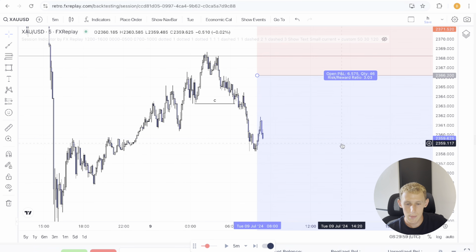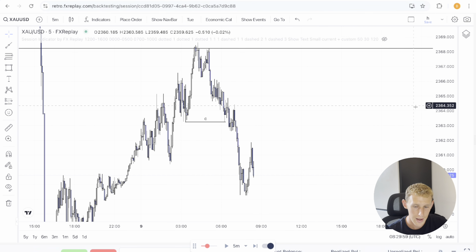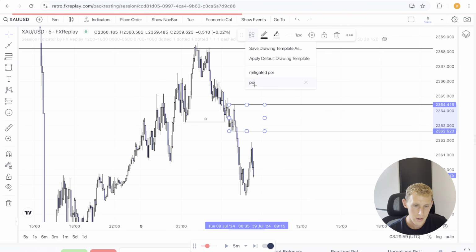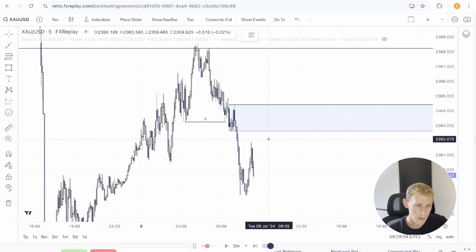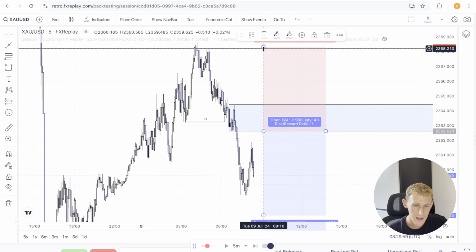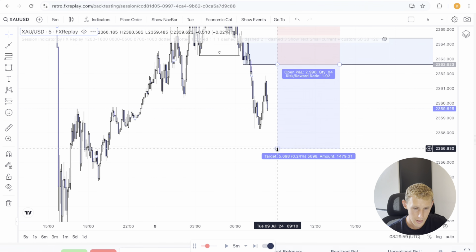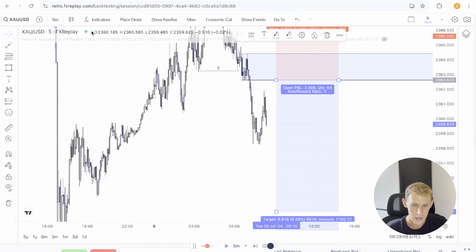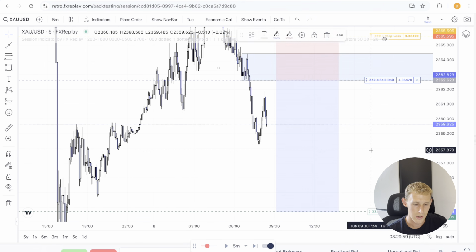Actually, I don't expect price to come up there now, but looking on the M5, we have this potential entry area instead. So I'm going to set a limit on this one. If it comes any higher than this, I don't want to be in the trade, so I'm going to position myself like this. 1 to 3, standard TP.